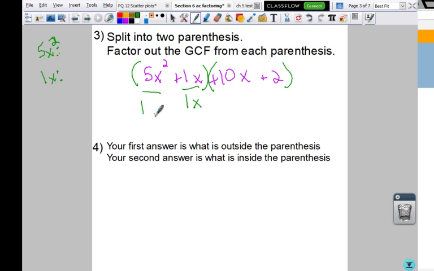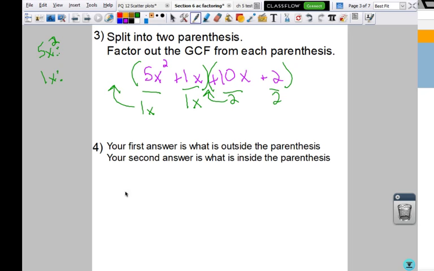So I'm going to factor out a 1x from my first parenthesis. Let's look at my second parenthesis. What can I take out of a 10 and a 2? We can take out a 2 from each one of these, right? Can I take out an x from both of these? No. Okay. So I'm going to factor out 1x for my first one. I'm going to factor out a 2 for my second one.